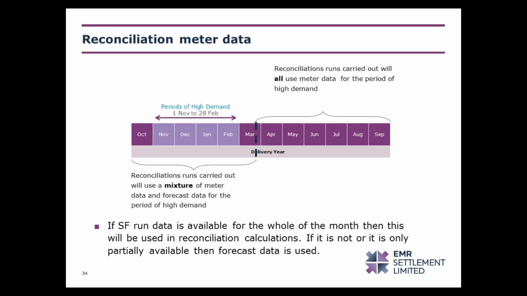So for a little bit, we will have a mixture of metered data and forecast data for the period of high demand. Remember that forecast you submitted, we had one value for each month. So we need to wait for the whole of February's data to come through. So it isn't until towards the end of March that we have all the metered data, and we will replace all the forecasts with that and do reconciliation calculations based on it.